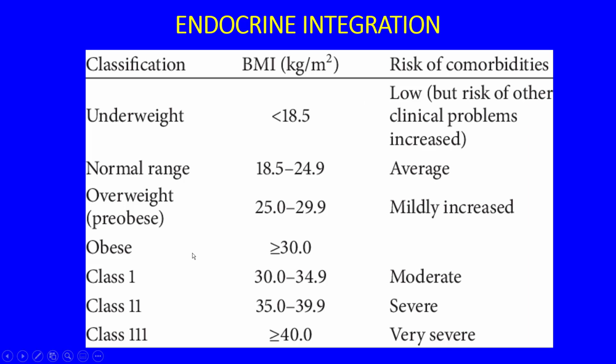Here are the classes, and part of this has also been taken from your book, and you can look at this. If you'll notice here, you have the classifications: underweight, normal weight, overweight, pre-obese, and then obese class 1, 2, 3. It's interesting to note kilograms per square meter, but here's the more important one. Risk of comorbidities, basically the risk of illnesses. If you're low, that's usually kind of good, but you face a risk of other clinical problems being increased. If you're normal, you're going to have an average risk of illnesses. And as you move from overweight to obese class 1, 2, 3, you are going to greatly increase the risk of these illnesses.